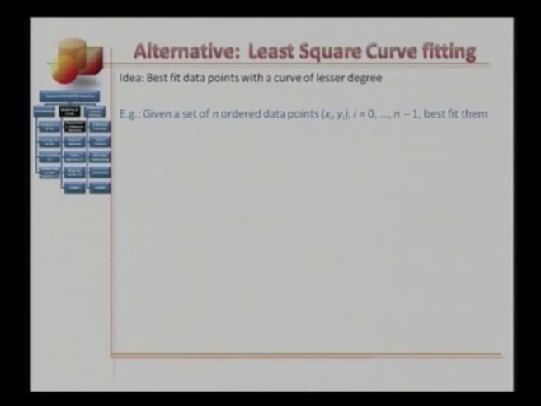For example, given a set of n ordered data points (xi, yi), i going from 0 to n minus 1, we best fit them, let's say, using a quadratic polynomial, P(x) equals a0 plus a1 times x plus a2 times x squared. Well, what we do is we would first compute the least squared error.